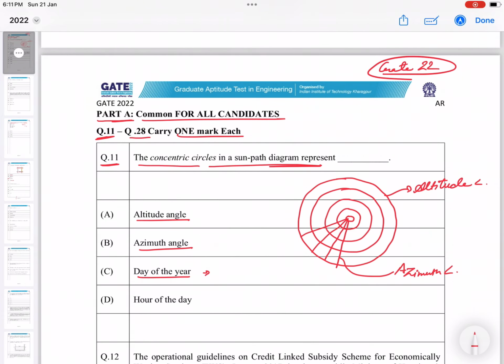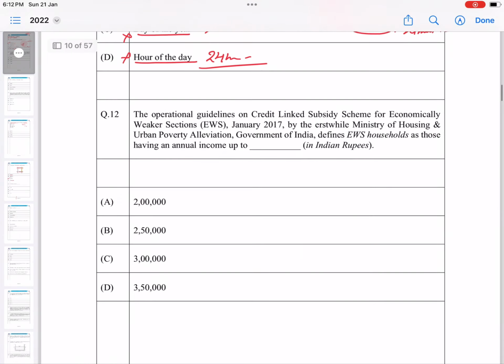Day of the year is the sequence, like from January 1st the year is starting, and the hour of the day is from the 24 hours in a day, and that is all. So these are not included; only confusion can be created in these two. So now you know the radiating lines are the azimuth angle and the concentric circles are the altitude angles. I hope you will never mistake it again.